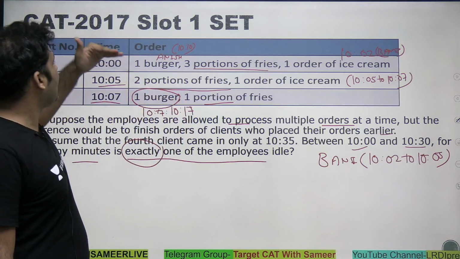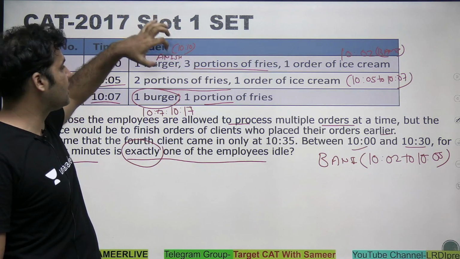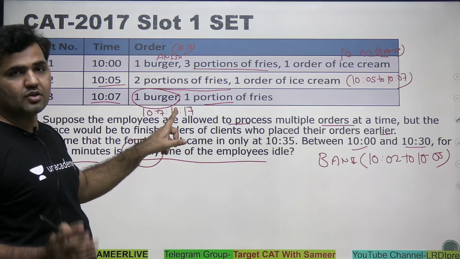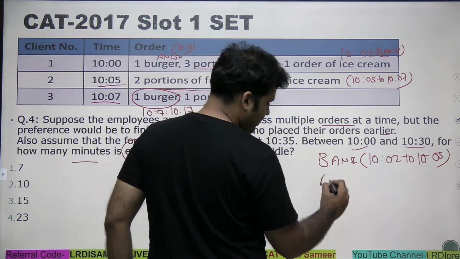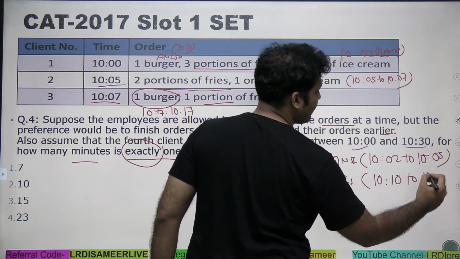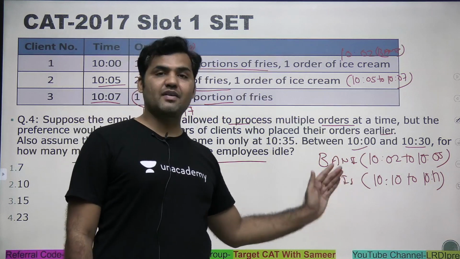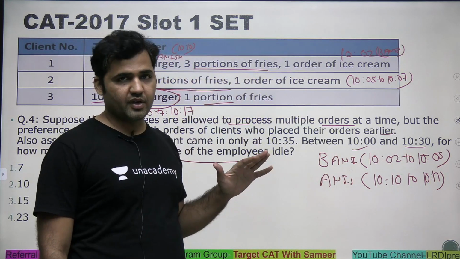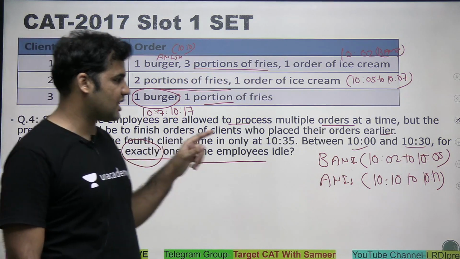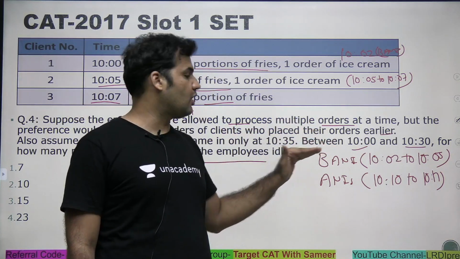But you see that at this point of time, Anish is completely free at 10:10. So Anish is completely free from his order at 10:10. So from 10:10 to 10:17, Anish does not have any work to do. So Anish will be free from 10:10 to 10:17. And after 10:17, Anish and Bani both will be free. But the question is not asking me the time at which both of them are free. The question is asking me the time at which exactly one of them is free. Either Bani is free or Anish is free.